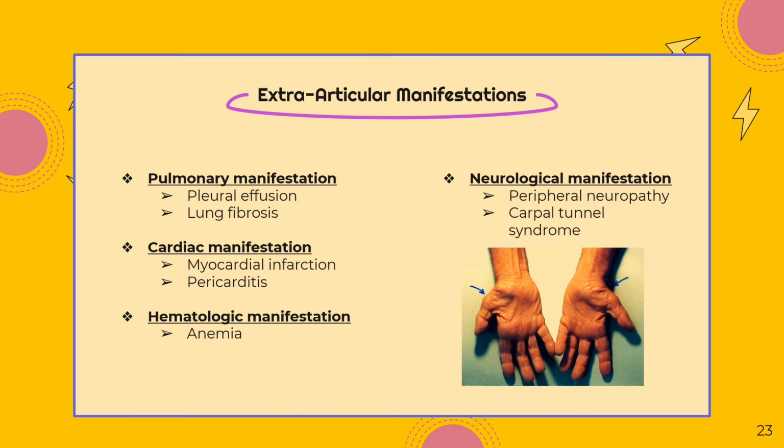RA involvement of the lungs may take several forms, including pleural effusion and lung fibrosis. Cardiovascular disease such as myocardial infarction and pericarditis can also be observed in RA patients. Some patients with active RA develop anemia of chronic disease. Neurological manifestations such as peripheral neuropathy can also be seen, as well as carpal tunnel syndrome.